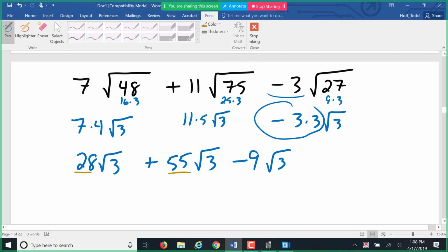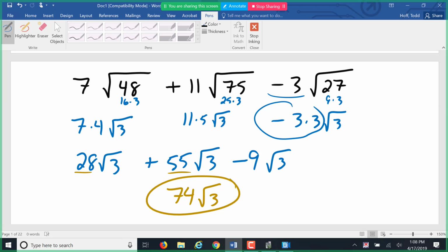So 28 plus 55 is what? 83 minus 9 is 74 square roots of 3. Any questions? Yeah, the last part, the negative 3 square root of 27, I went 3 times 3, so I ended up taking a 9 out, so I got 27. It's a 9 that you take out, but remember, when you take it out, you got to square root it, so you get a 3 outside. Oh, yeah, okay. Yeah, you think of 27 as 3 to the third power. 3 divided by 2 is 1 with a remainder of 1.